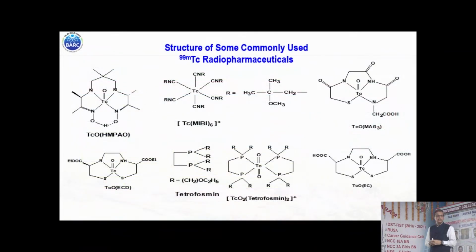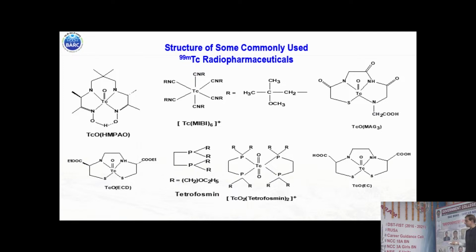Now, I told you that there are 2 parts, one is the carrier moiety, the other one is the radioisotope. So, these are the different carrier moieties. These are designed so that they go to a particular organ. I will not go into the details, but this is what we call HMPAO, hexamethylpropylene amine oxime. When you label it with technetium, it forms this kind of complex and goes to the brain. It is used for brain imaging. MIBI, that is methoxy isobutyl isonitrile, is for heart imaging.